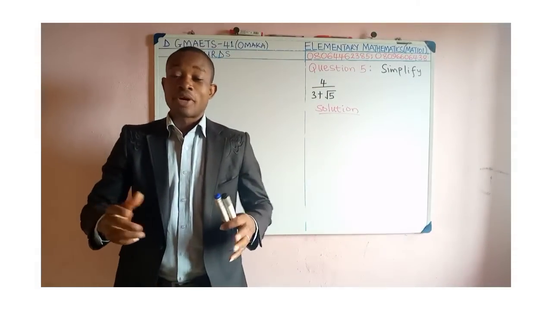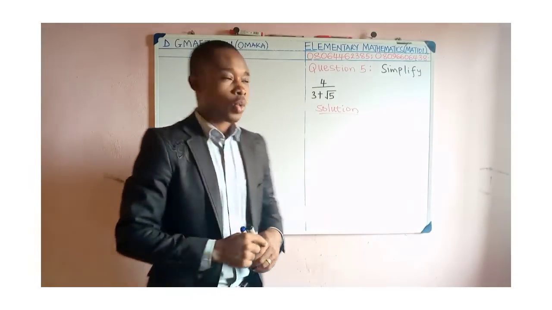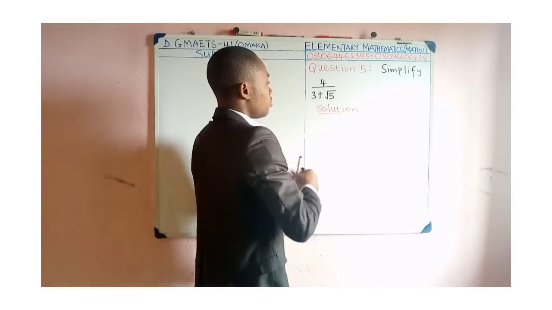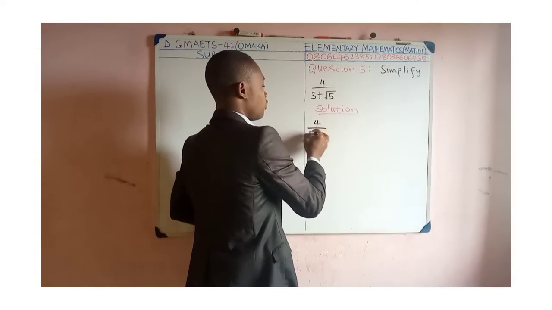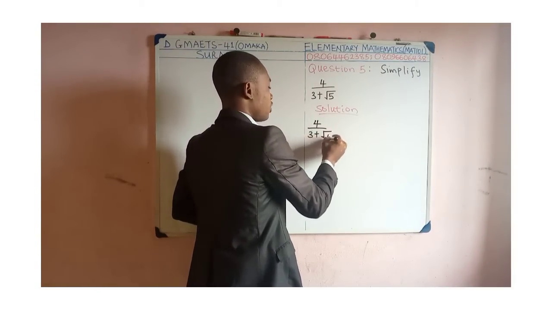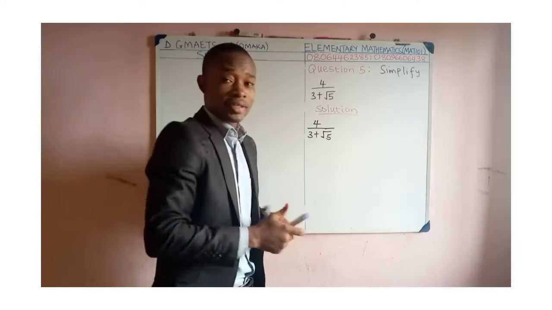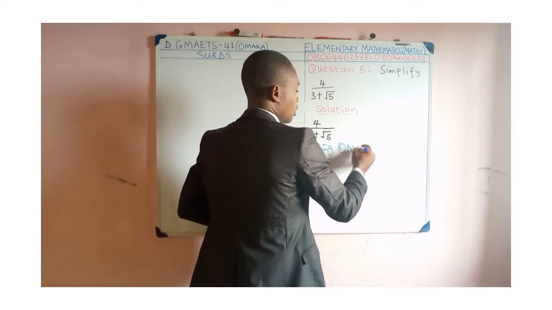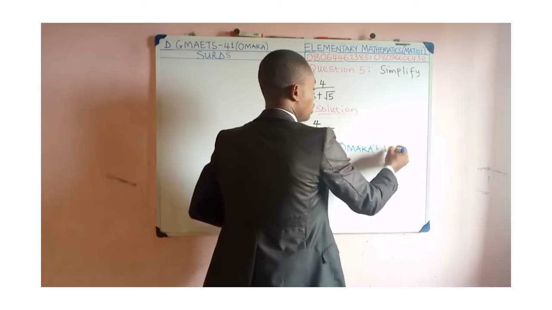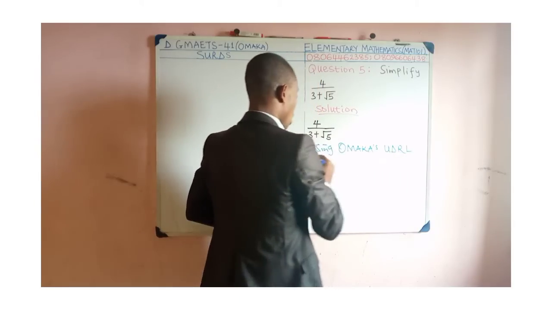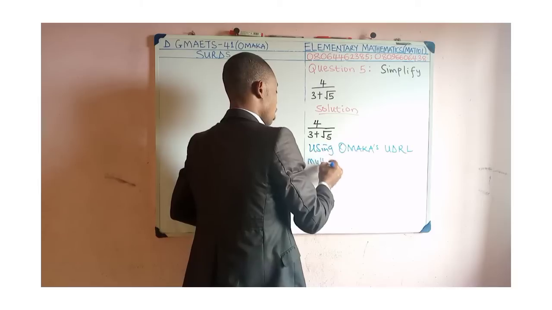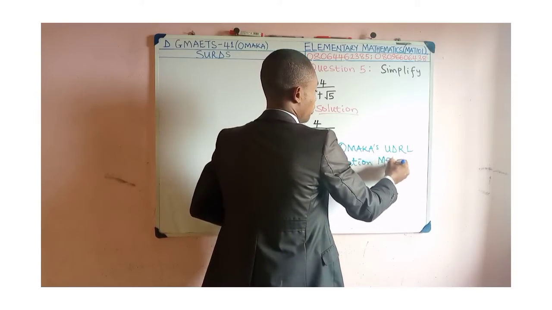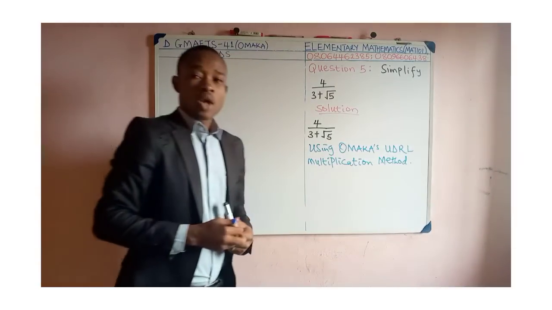Welcome back from the short break. So this time around, I want to solve this same question using the Omaka'S Udrl multiplication method. So this is 4 all over 3 plus root 5. Okay, so I'm going to write using Omaka'S Udrl multiplication method. So let's see how this goes. Multiplication method. So you watch now.